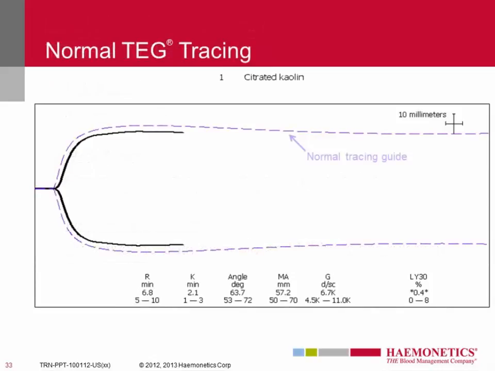So here's what a standard tracing is going to look like, folks. And you can run an overlap. See this dotted line? It's a normal. You can actually visualize these tracings at the bedside if you want.